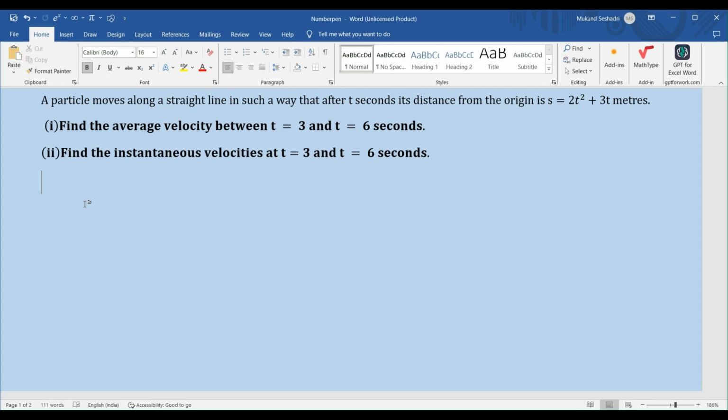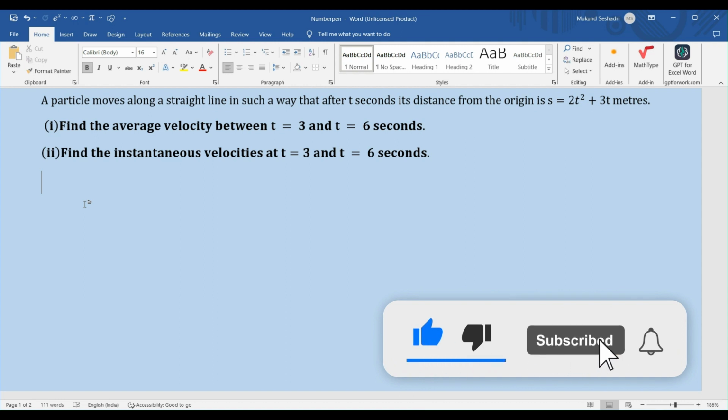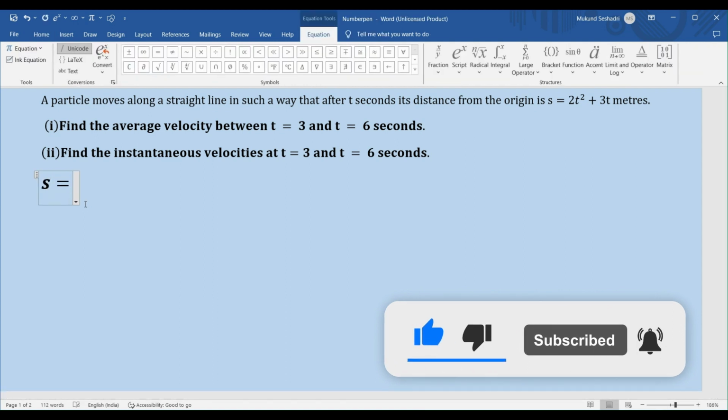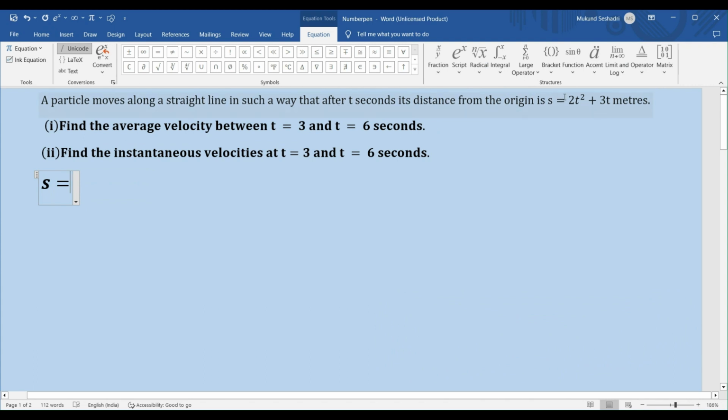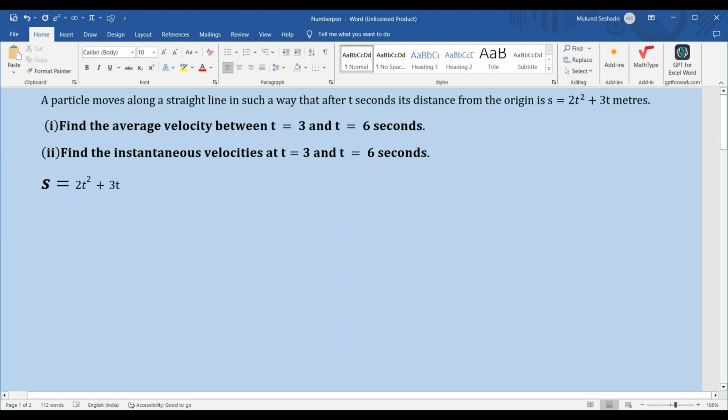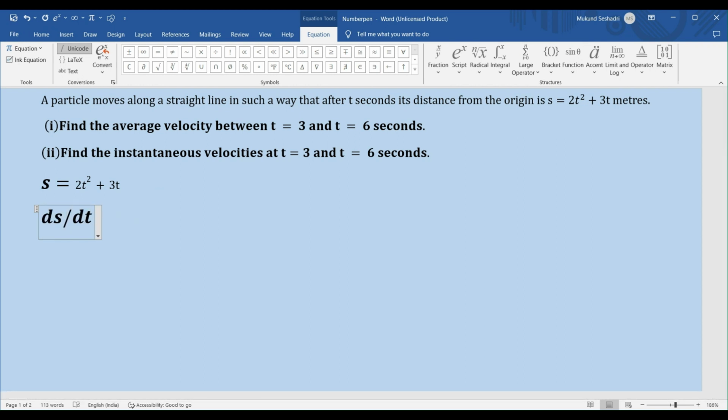So, what is my velocity, right? My velocity is nothing but rate of change of distance. So, the equation that we've been given is s equals 2t square plus 3t, right? So, this is the equation for the distance. I'm going to solve for part 2 first because that's a lot easier. I know that my ds by dt, which is nothing but a rate of change of distance, is actually my instantaneous velocity at a particular instance, t equals be it 3 seconds or be it 6 seconds, right?